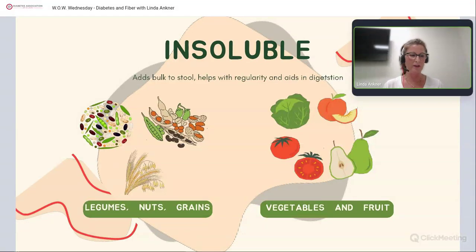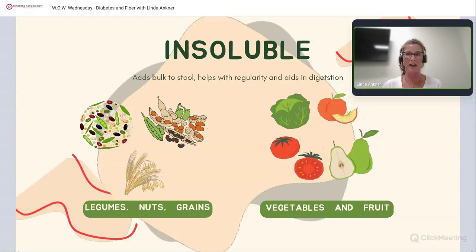Insoluble fiber, on the other hand, does not dissolve in water. So, insoluble fiber actually helps to add bulk to stool and to the digestive tract. So, this actually helps to push food through the digestive tract. And this can also help control blood sugar and lower cholesterol as well.